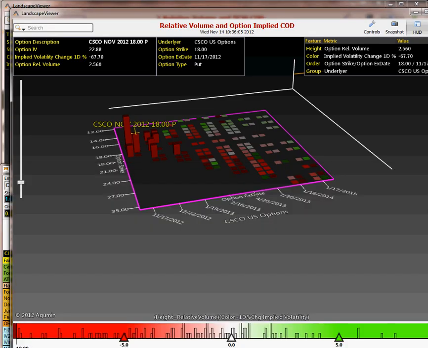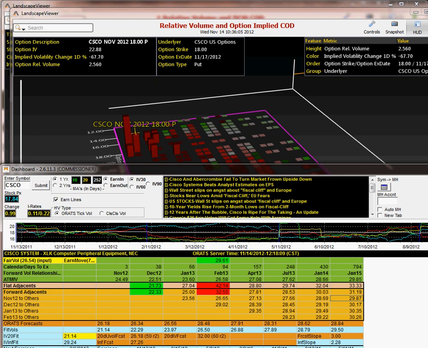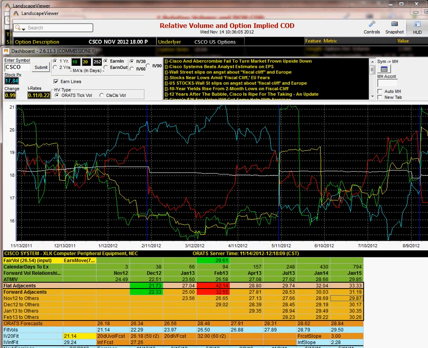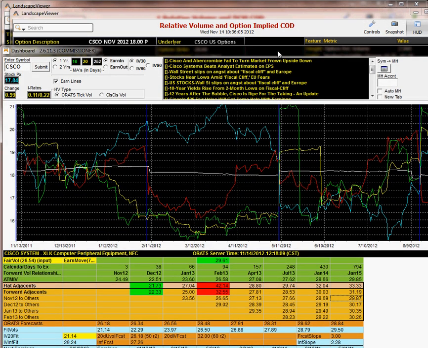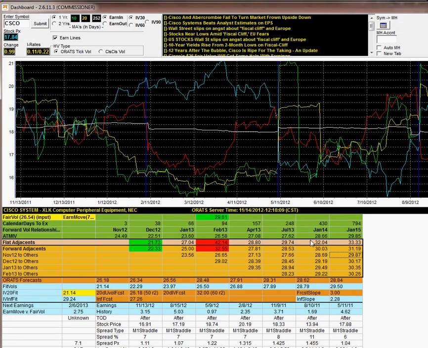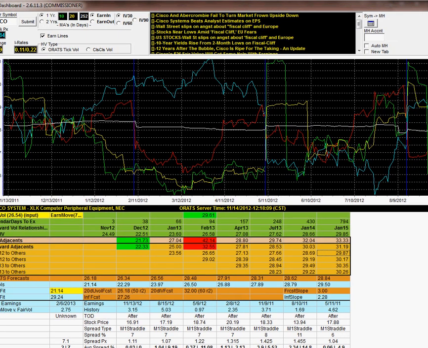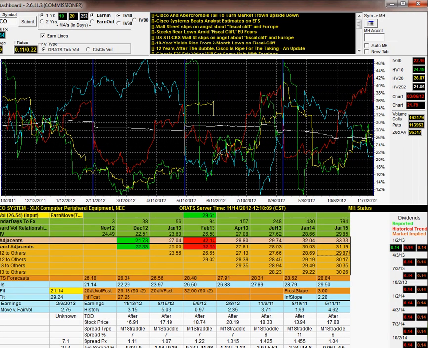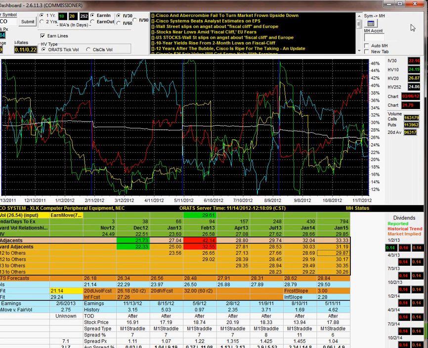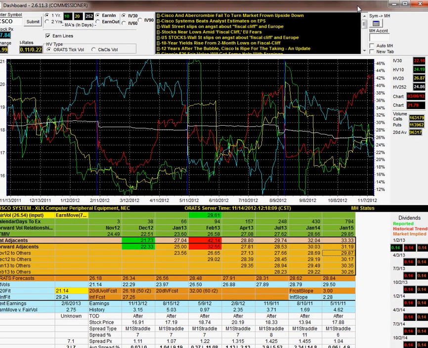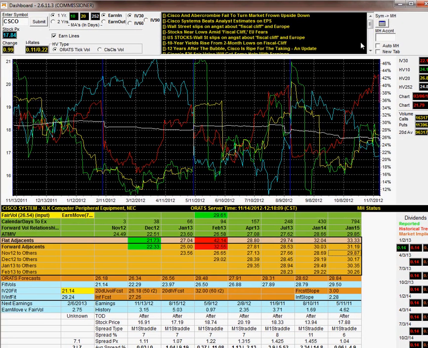So let's try to size this a little bit better. In Cisco today, you might notice that they had earnings 11/13 after the close. So today is the first day after earnings. Usually what happens on those days is the volatility gets pretty hit, and that's what's happening in Cisco. So let's take a look at that real quick in the dashboard.